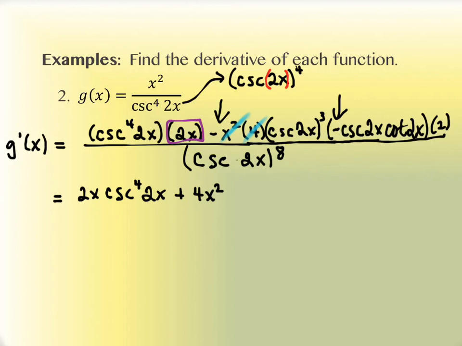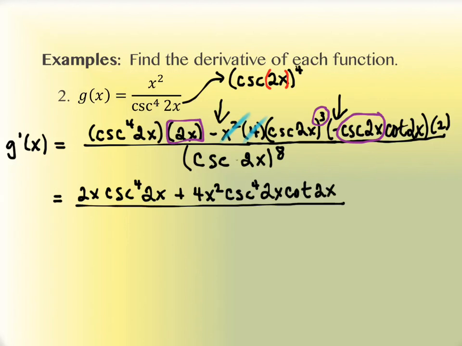I have 4. This is cosecant cubed, and then I have another cosecant here, so there are 4 of them. So this is actually another cosecant to the fourth of 2x. And then I have cotangent of 2x. And this is all over cosecant to the eighth of 2x.